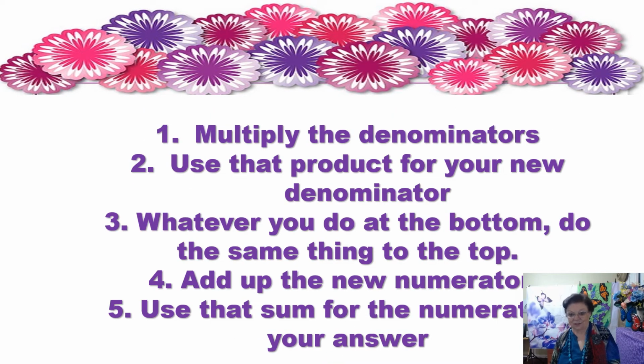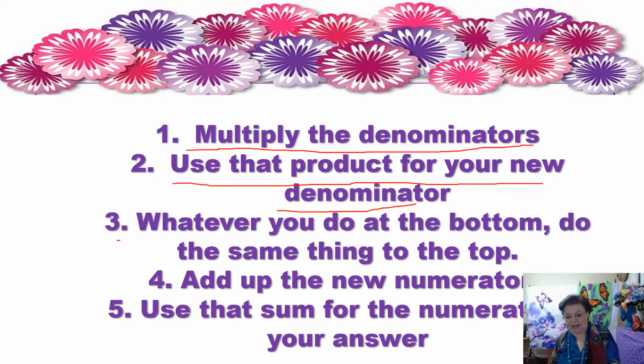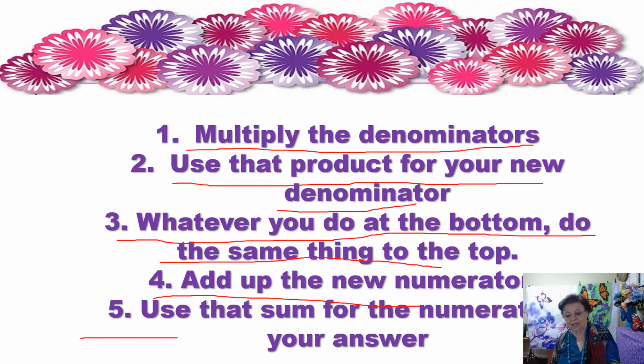Let's look at another one. Here are the steps. Multiply the denominators. Use that product for your new denominator. Whatever you do to the bottom, you do the same thing to the top. And then you add up the new numerators. Use that sum for the numerator in your answer. So let's try it again.